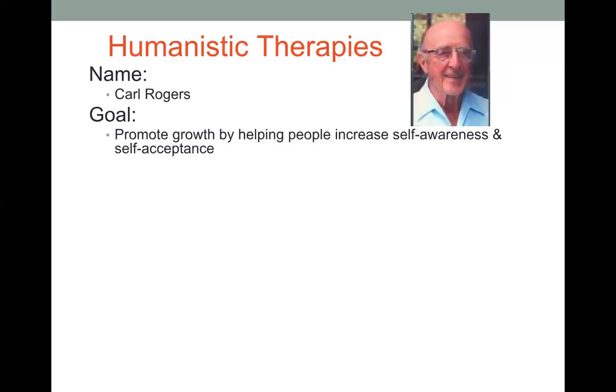Rogers' idea was that a lot of us, through our experiences, place conditions on our own worth. Like we decide we're only worthy or valuable if we do certain things, like get A's, get an important job, make enough money, have that relationship that we wanted.